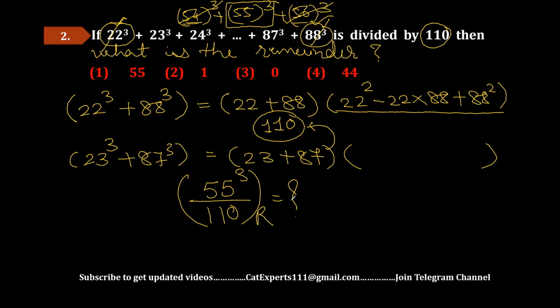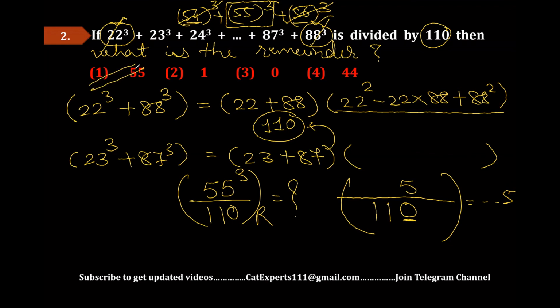I said, why? When you expand 55 cube, you will get the last digit as 5 for sure. And this number has to be divisible by 110, which consists of a 0 at the end. So my final remainder should end in 5. How many options are there? It ends in 5. Only one. If there were two options ending with 5, I would need to actually divide it by 110 to get the answer. But in this question, there is no such need. So I should say my answer is 55. I am very much confident about this.